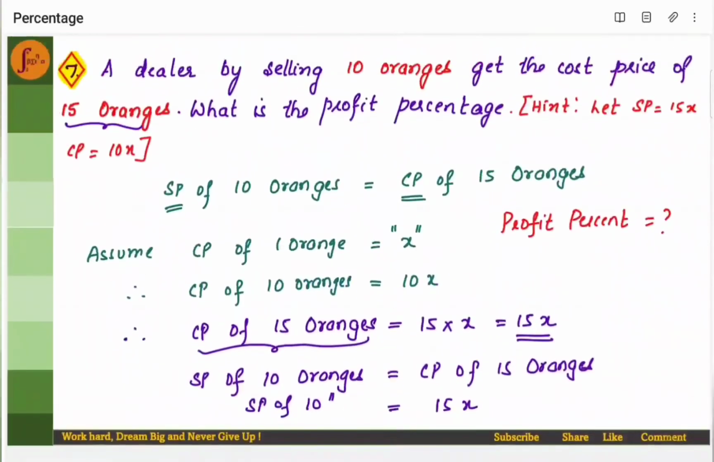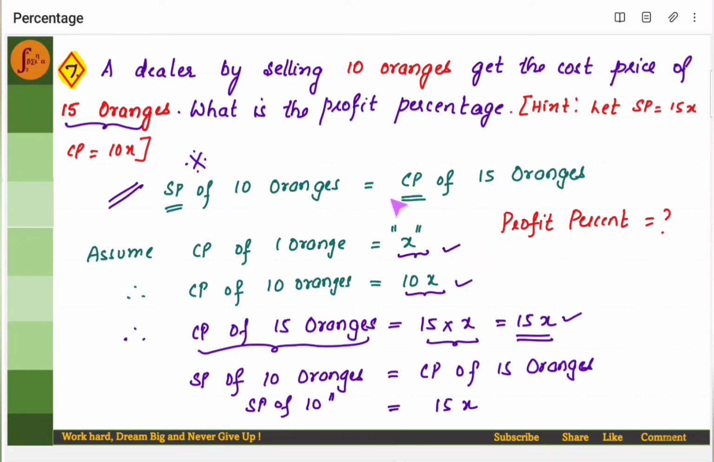So what did we do? We will have to first take the selling price of 10 oranges. Selling price of 10 oranges is equal to cost price of 15 oranges. This is a very important statement, right? This is very important. First, we need to write this statement. That selling price of 10 oranges is cost price of 15 oranges. Now, since we don't know the cost price, we'll assume that cost price of 1 orange is x. Therefore, what will be the cost price of 10 oranges? 10 times x. Therefore, what will be the cost price of 15 oranges? 15 times x. 15 into x. So we got all these three, right?